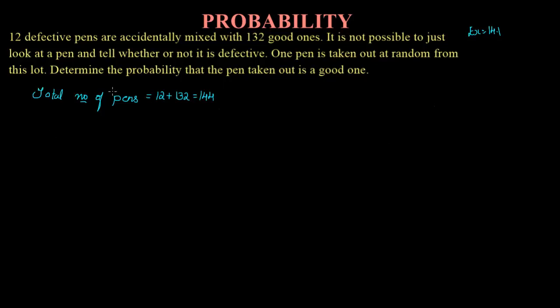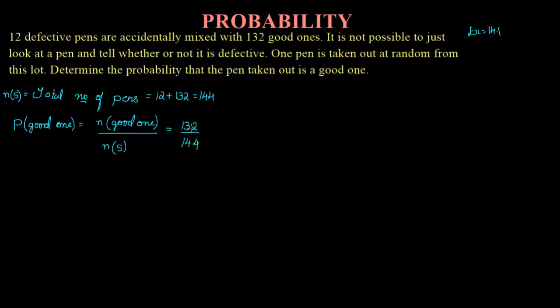Now they have asked you to find the probability of getting a good one, right? So probability of getting a good one is equal to the number of good pens divided by the total number of pens. I have indicated that with the letter S. Let me write here also, n of S. So how many pens are good? It is 132, right? So 132 divided by the total number of pens, which is 144.